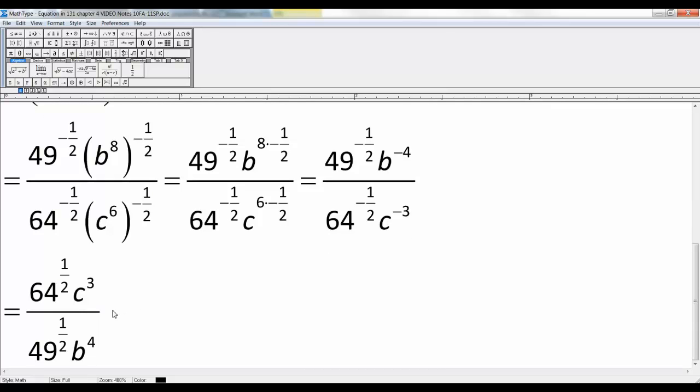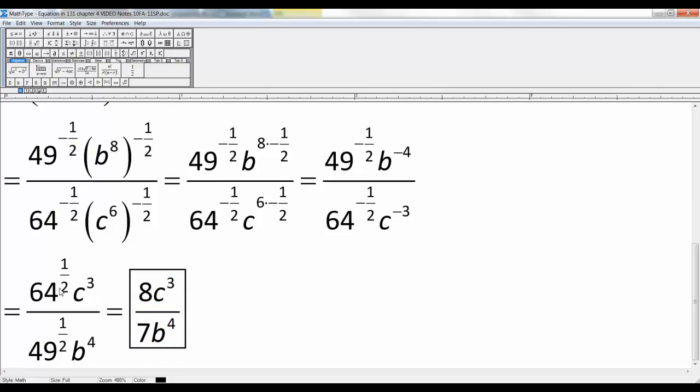I reiterate that this was not by any stretch the only way you could have done this. This was just one way. That's the thing about these problems, is that you can kind of go off and try different methods. As long as you're following the rules, you'll get the answer eventually. Right? You just got to keep going.